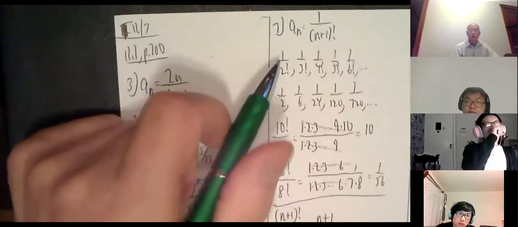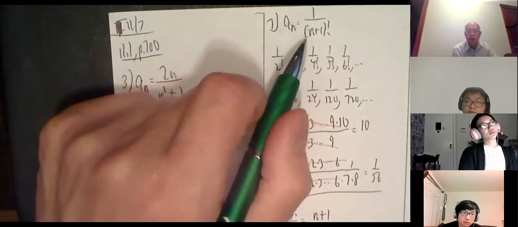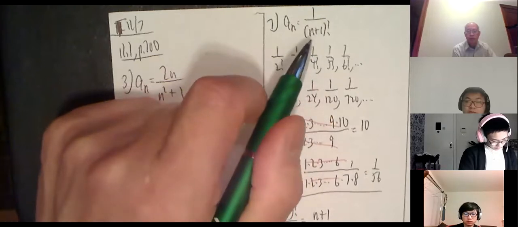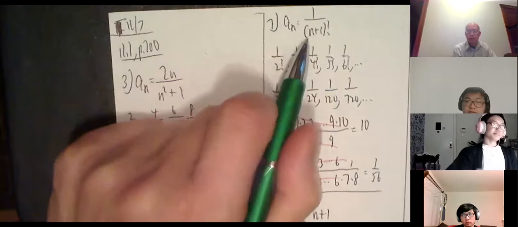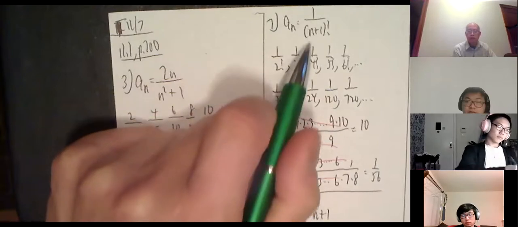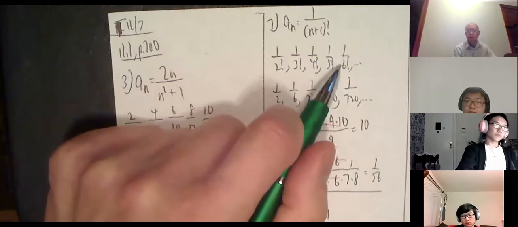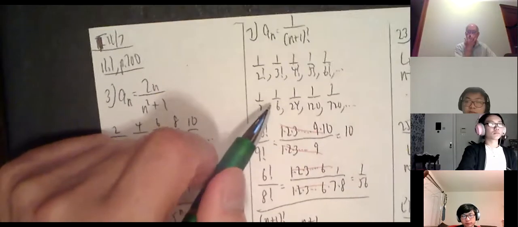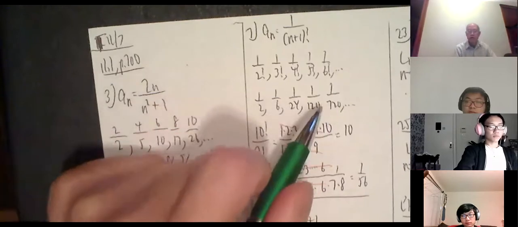So now for number 7, a sub n is 1 over n plus 1 factorial. Write the first 5 terms. So I plug in 1, 1 over 2 factorial. Plug in 2, 1 over 3 factorial. Plug in 3, 1 over 4 factorial, 5 factorial, 6 factorial. And then I just copy these over here. So it's 1/2, 1/6, 1/24, 1 over 120, 1 over 720.